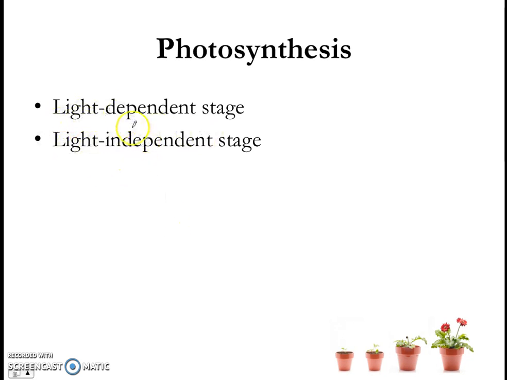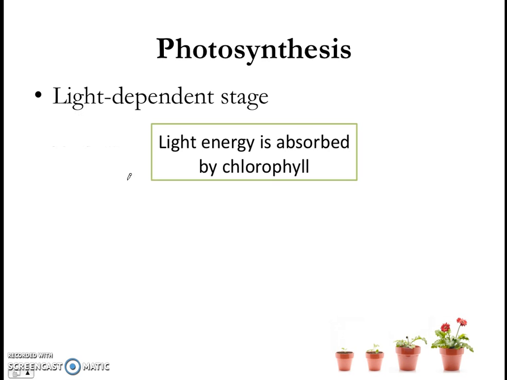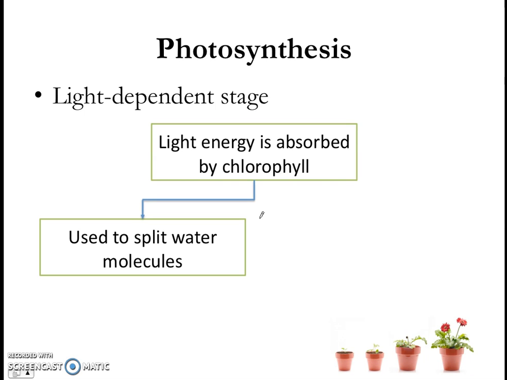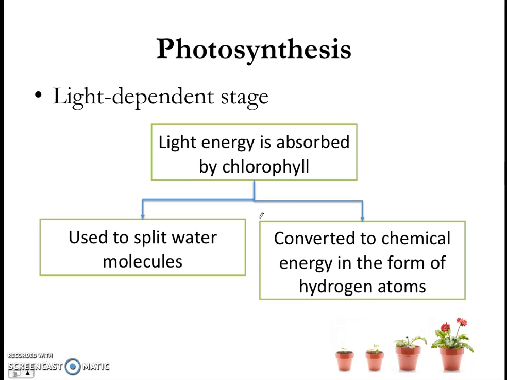Now the second thing is, what is this light dependent stage and light independent stage? Photosynthesis has 2 stages. In the light dependent stage, it depends on light. So light is involved. But we already learned this. Light energy is absorbed by chlorophyll. And we know that light energy is used for 2 things. Firstly, it is used to split water molecules. We already know that. And secondly, this is something new: it is converted to chemical energy in the form of hydrogen atoms.